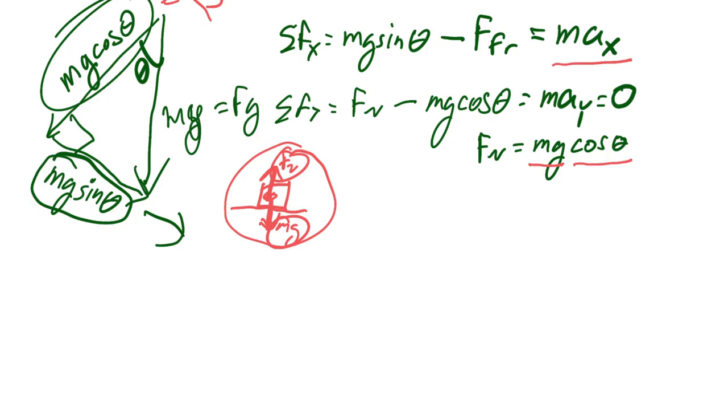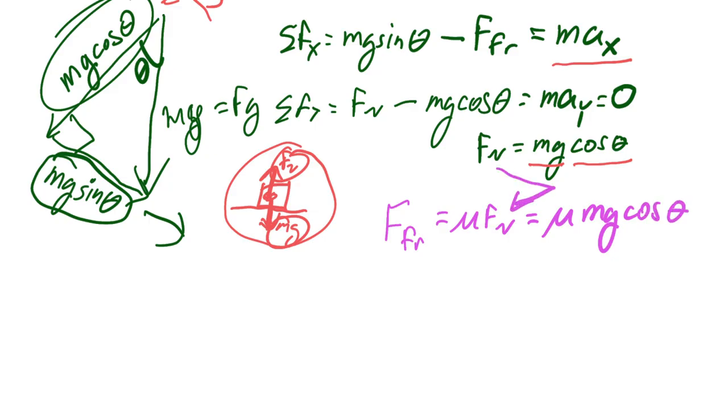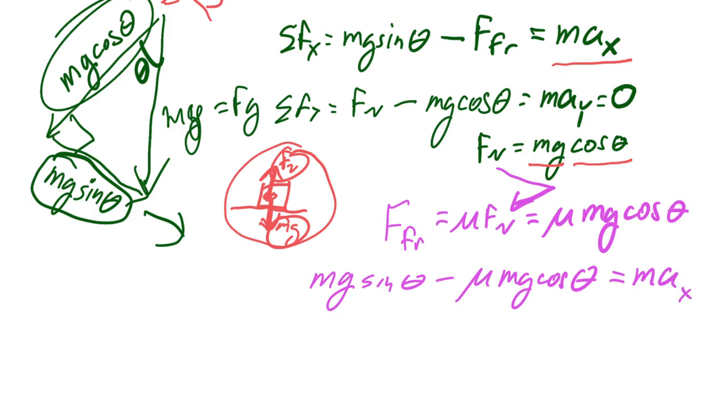Let's take the first equation. We do want to solve for friction. Remember, friction is equal to mu times normal force, and we just found the normal force. So we can write that as mu mg cosine theta. We'll just substitute in our normal force right there. So let's write out the full equation: mg sine theta minus friction, which is mu mg cosine theta, equals mass times acceleration in the x direction.